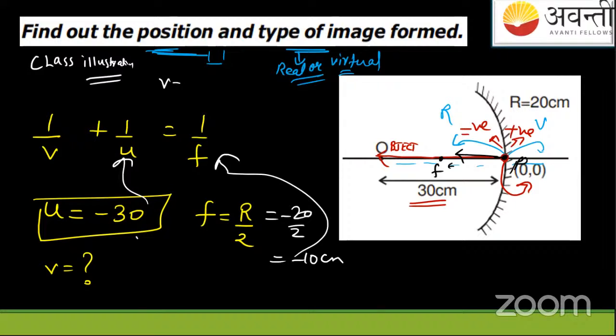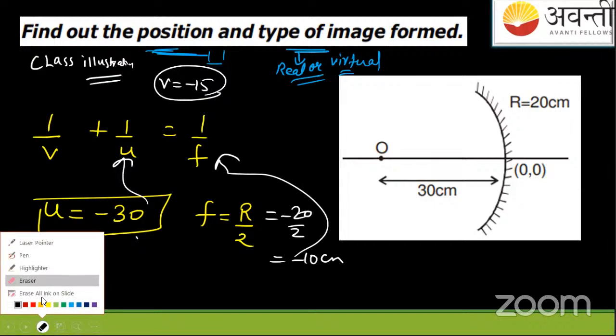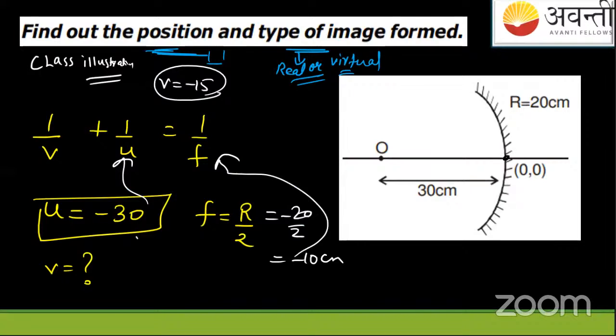V is minus 15. So if I draw the image, this is the pole. Let me remove the extra rays, which are creating irritation here. See, this is the pole point or pole or vertex. You can see here, no? This point is pole or vertex. If you go from the pole, this side is of course negative, and this is positive.